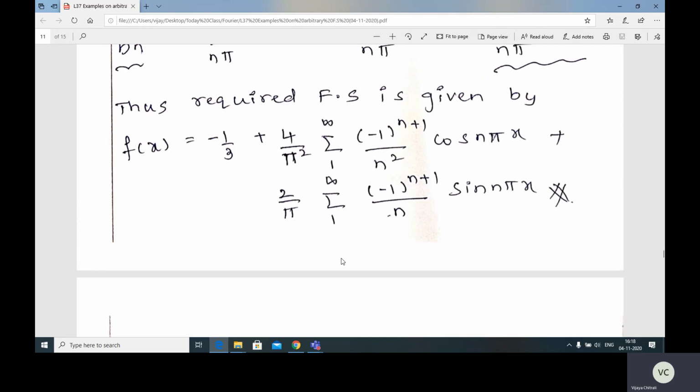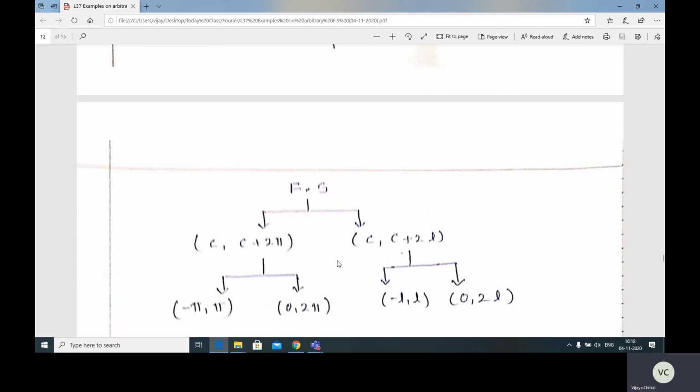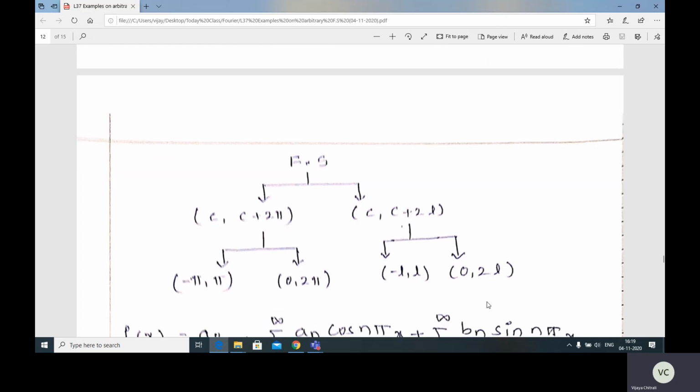So in the next class, we start half-range Fourier series. Before that, I have some important points. Fourier series is defined in terms of 2 pi and a general interval. For 2 pi, the possible intervals are minus pi to pi and 0 to 2 pi. Here, same thing, C to C plus 2L, with possible intervals minus L to L and 0 to 2L.